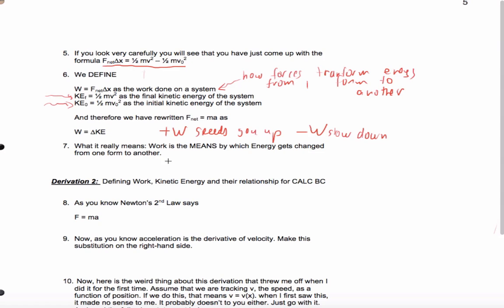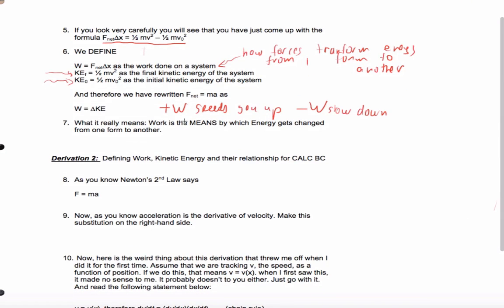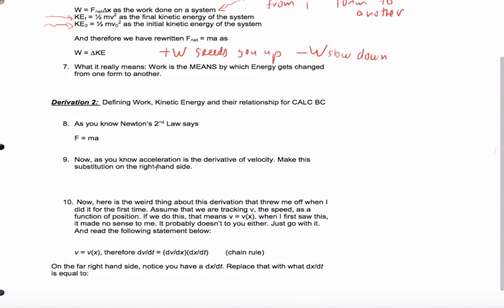So work is the means by which energy gets changed from one form to another. Now what we're going to do is we're going to do this in a little bit of a calculus way, because I want to show you a more general form of doing this. So we're going to repeat this exercise as a math exercise to actually show you a more general version of this formula. So we know that F net is ma, and, as you know, acceleration is the derivative of velocity. So let's do the substitution as indicated. So F is m dv/dt.